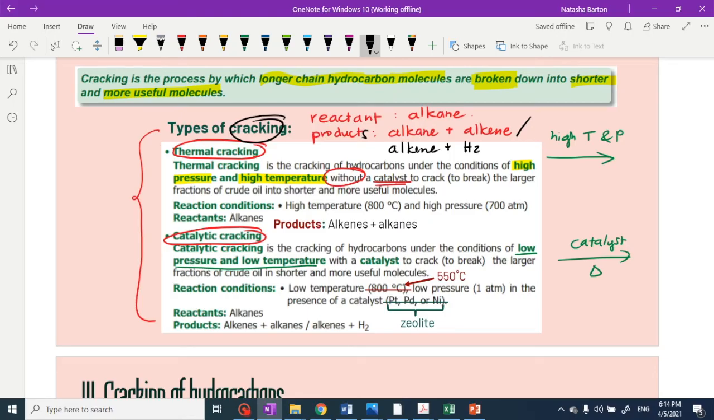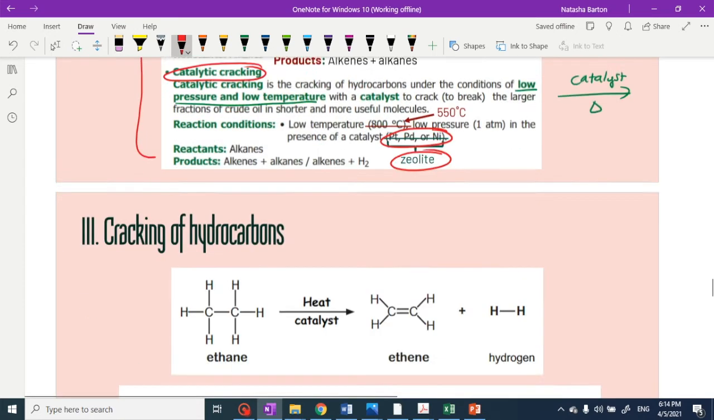Catalytic cracking takes place in the presence of a catalyst and heat. My research has also led me to find out that the catalyst normally present in catalytic cracking is zeolite. Your textbook says platinum, palladium or nickel, but you don't need to know the specifics, so it's okay. Either one, you can memorize, don't memorize, it's up to you. All that I said is important is all that is important.